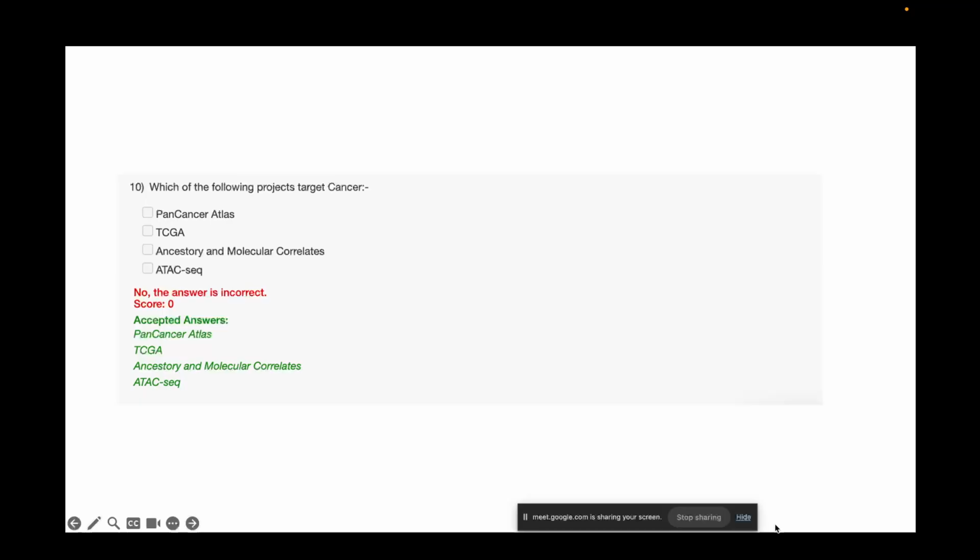It's actually all. No, I think this is a wrong answer. The ataxic is a technology, so this is not a project. So yeah, first three should be correct. The fourth option, I don't think it is given correctly. Ataxic is not a project, so yeah, ABC is correct.